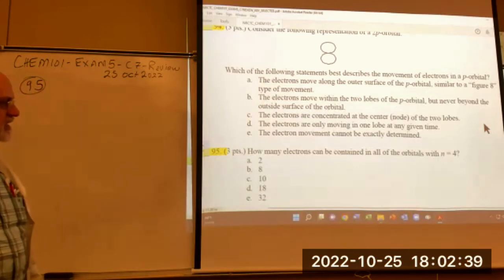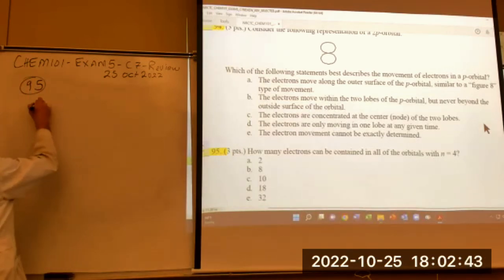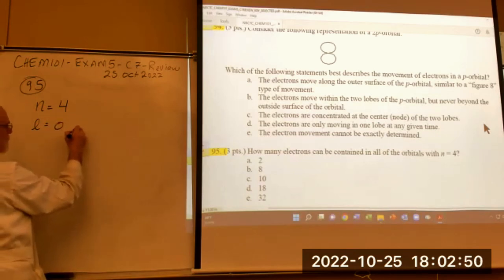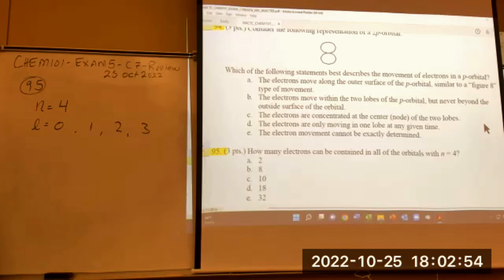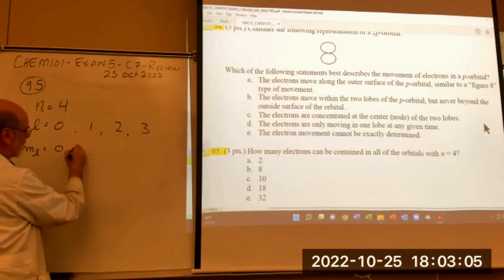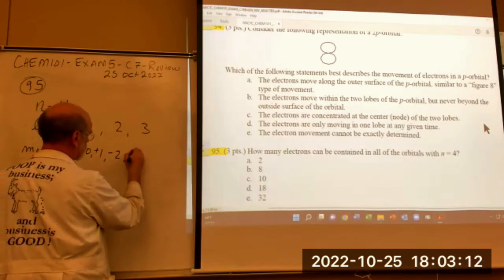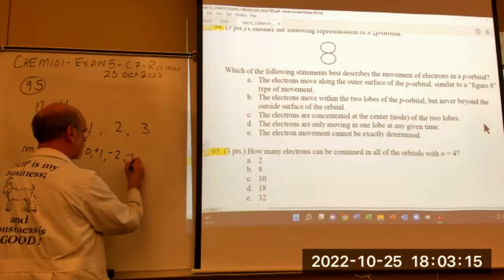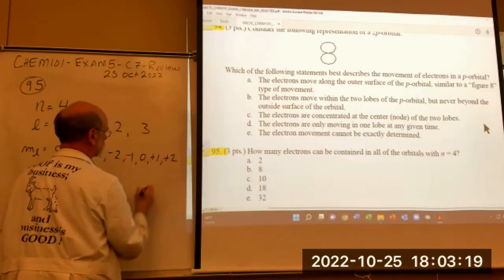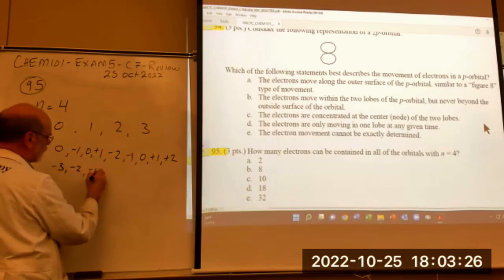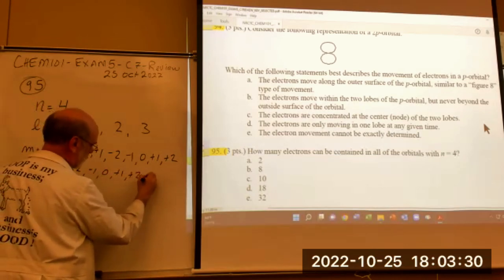All right. How many electrons can be contained in all of the orbitals with n equals 4? So the next one is l, right? It can be 0, 1, 2, or 3. m sub l, how many m sub l's? From this one, you can only have that one. From this one, you can have minus 1, 0, plus 1. From this one, you can have minus 2, minus 1, 0, plus 1, plus 2. And from this one, you can have minus 3, minus 2, minus 1, 0, plus 1, plus 2, plus 3.